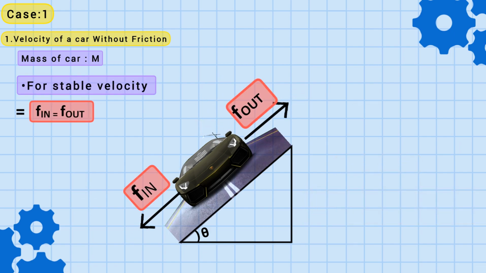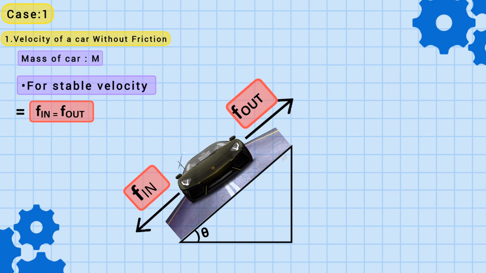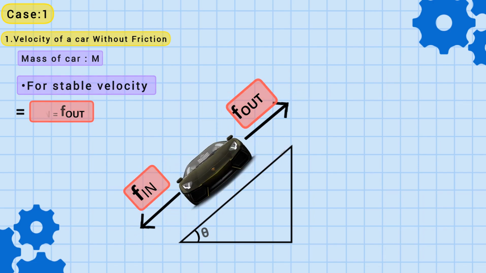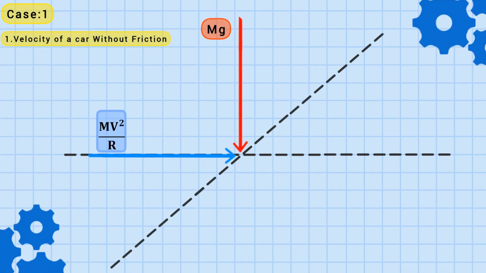The condition for a stable velocity of the car is that the inward and the outward forces along the banked road should be equal. If there is an imbalance in the inward and the outward forces, then the car will skid towards the greater force. We would need to figure out the outward and inward forces acting on the car. For this, we would need to take the components of the main forces acting in those directions.